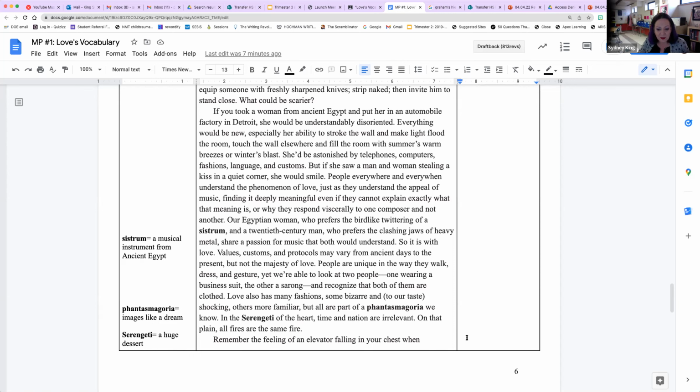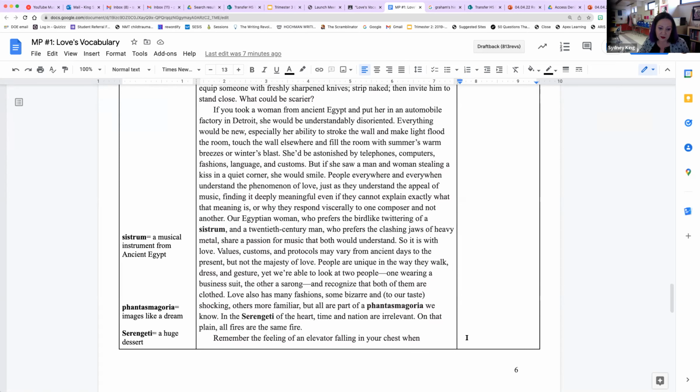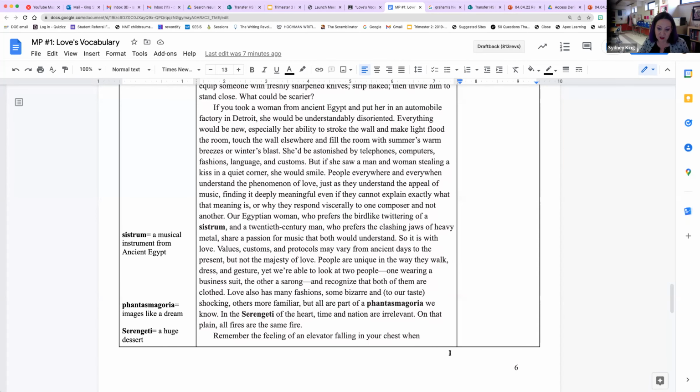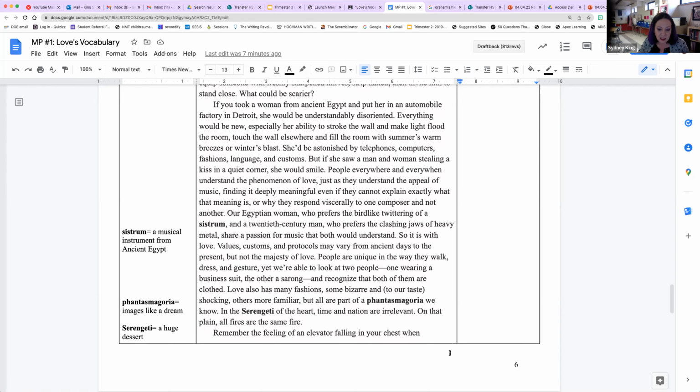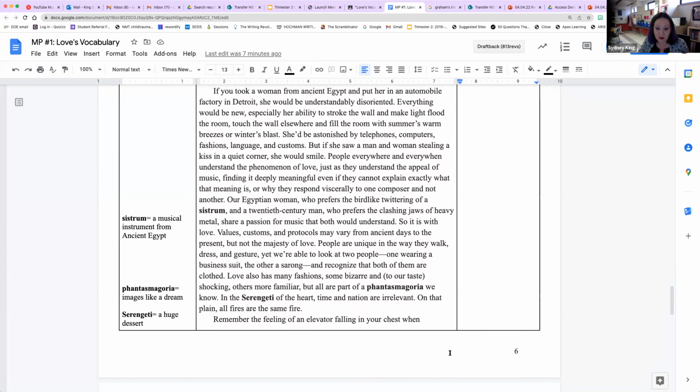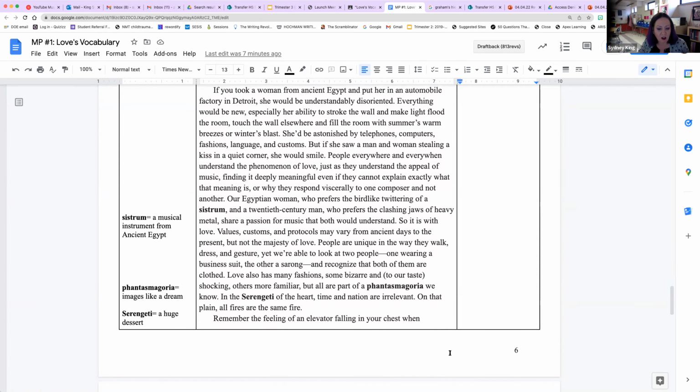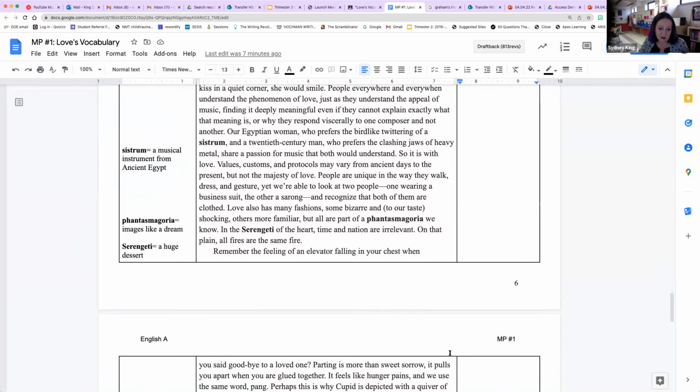People are unique in the way they walk, dress, and gesture, yet we're able to look at two people, one wearing a business suit, the other a sarong, and recognize that both of them are clothed. Love also has many fashions, some bizarre and, to our taste, shocking. Others, more familiar, are all but a part of a phantasmagoria we know. In the Serengeti of the heart, time and nation are irrelevant. On that plane, all fires are the same fire.